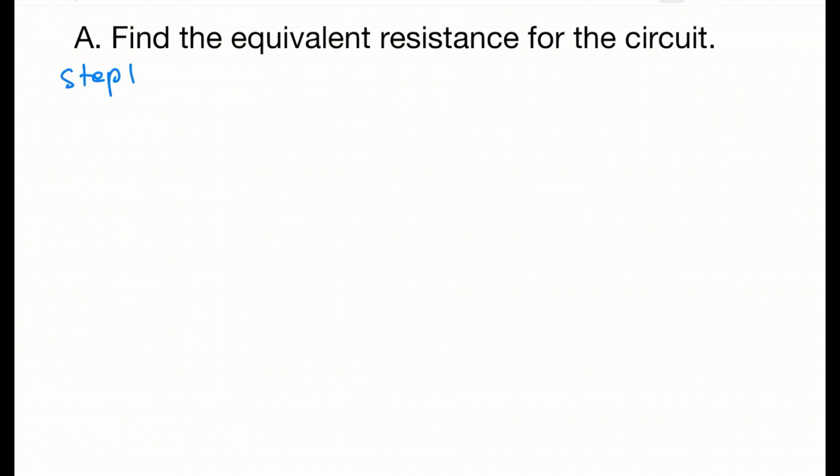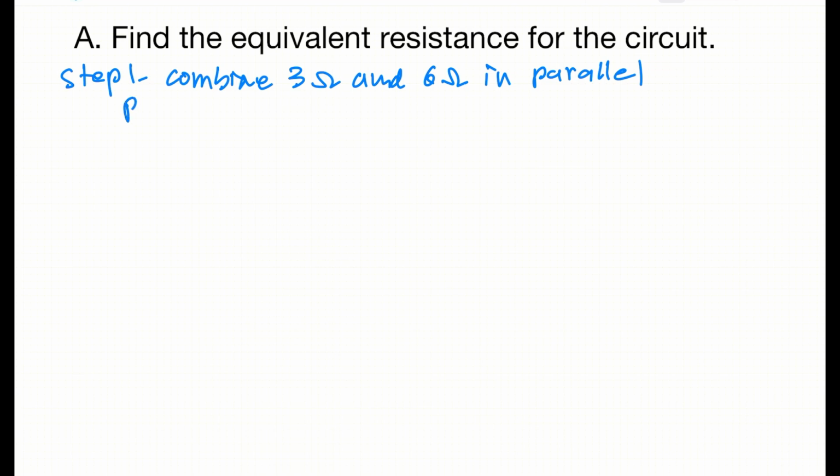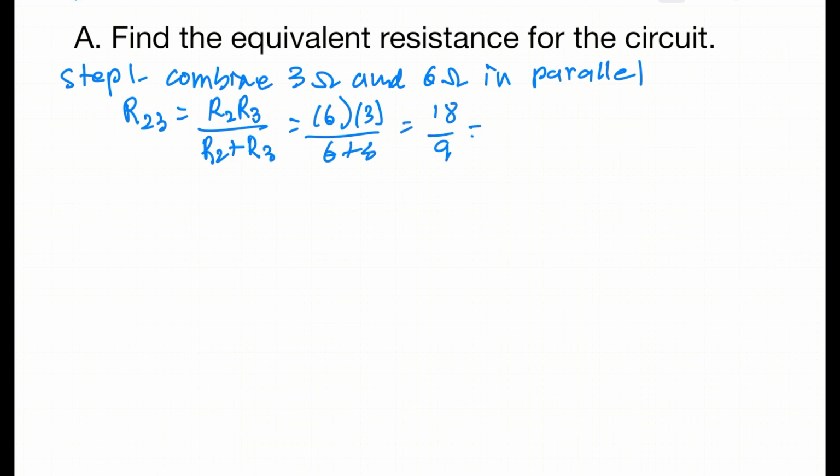Step 1, in the process of figuring out the equivalent resistance, we want to combine the 3 ohm and the 6 ohm in parallel. We're going to break this circuit down and turn it into something a little simpler. So now the resistance of R2 and R3, R23, is R2 times R3 over R2 plus R3, and we've got a video on this that talks about combining resistors in parallel. So we've got 6 times 3 over 6 plus 3, which is equal to 18 over 9, which is equal to 2 ohms. So that's the parallel combination of those two resistors.